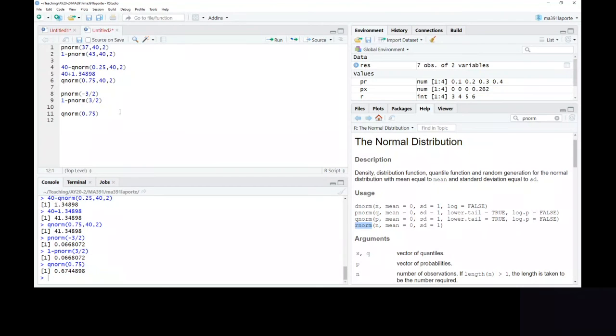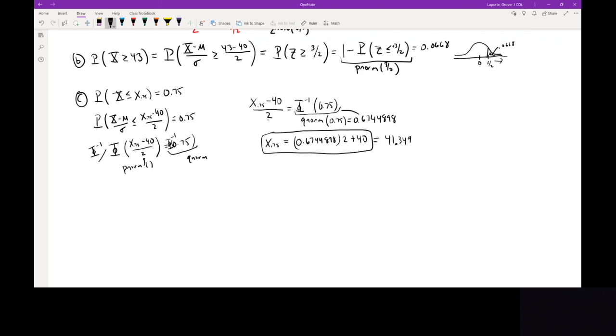I know I'm jumping back and forth a lot. Let's see what this one gives. 41.34898. Oh, there it is. 41.348. Yeah, so we got the same answer. Okay.